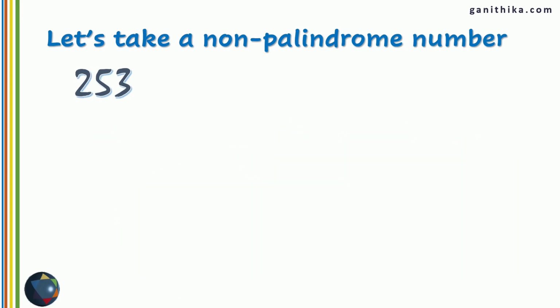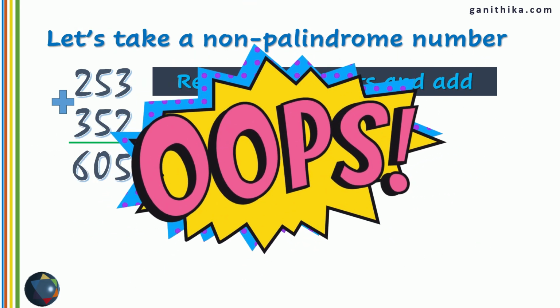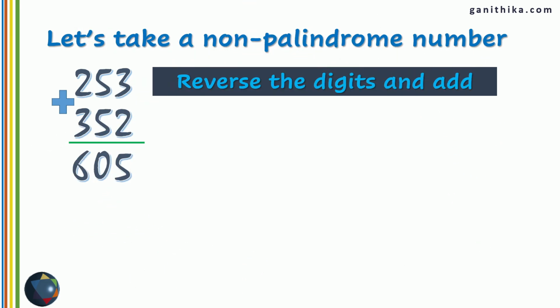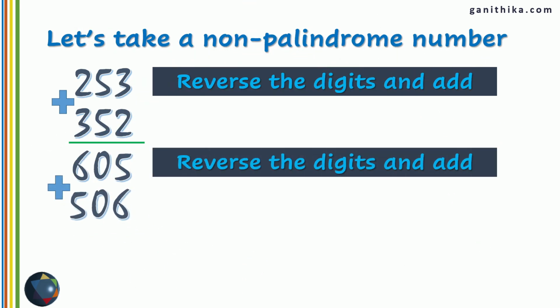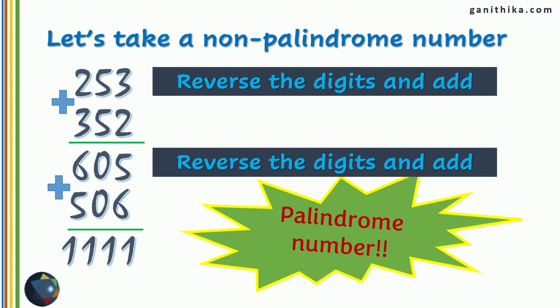Let's take another example. A 3-digit number, 253. Reverse this and add it to it, 352. Are you getting a palindrome number? No, 605. It is not a palindrome number, but we can continue the process. Reverse 605, it becomes 506. Add it, you get a palindrome number now. Just that you had to have an extra step to get to the palindrome number in this case.